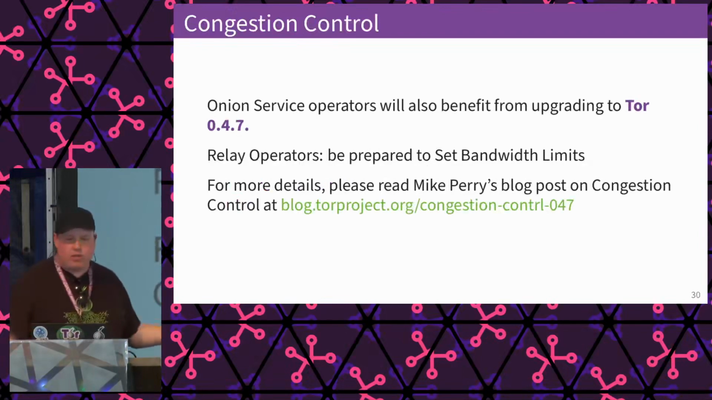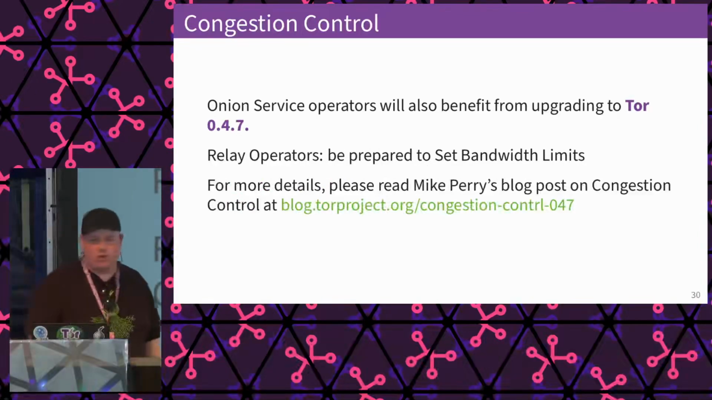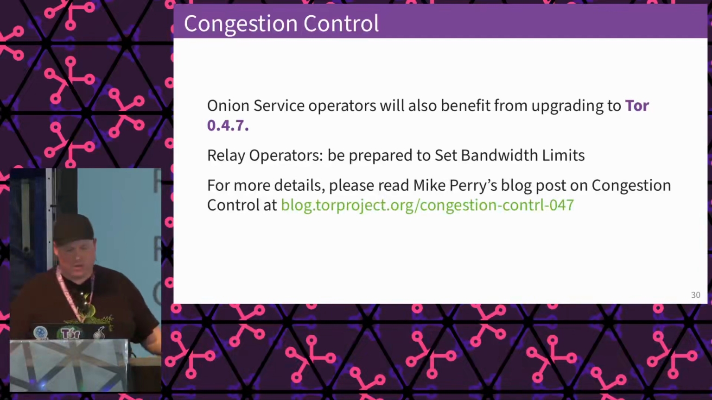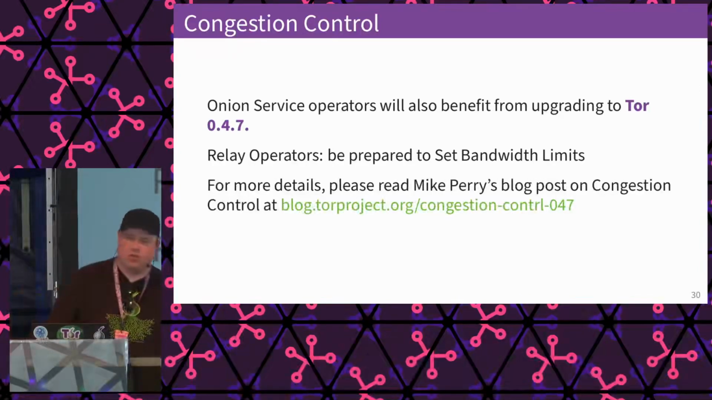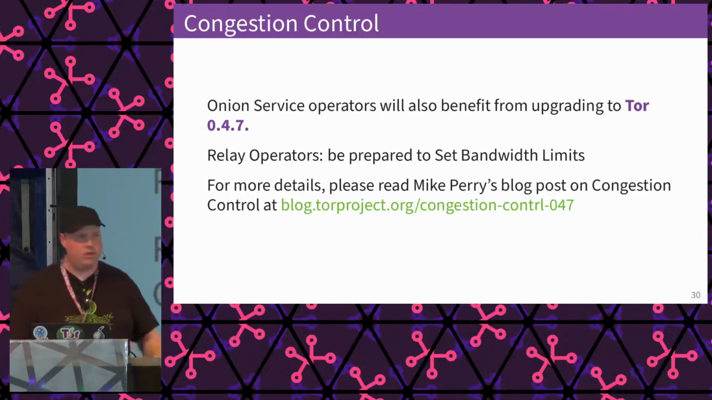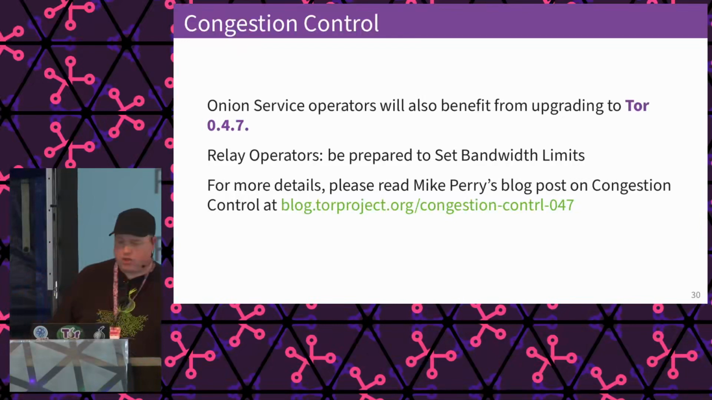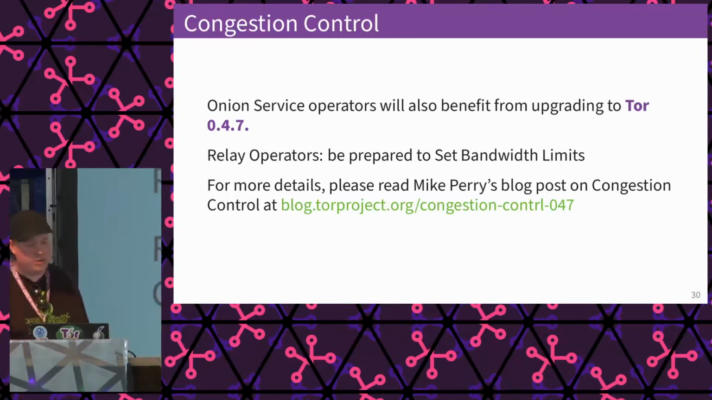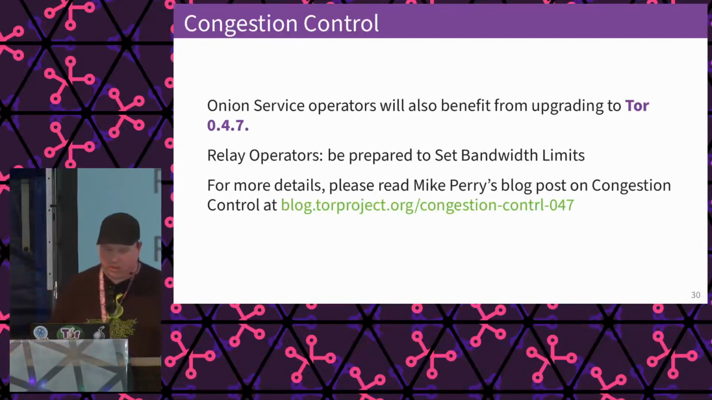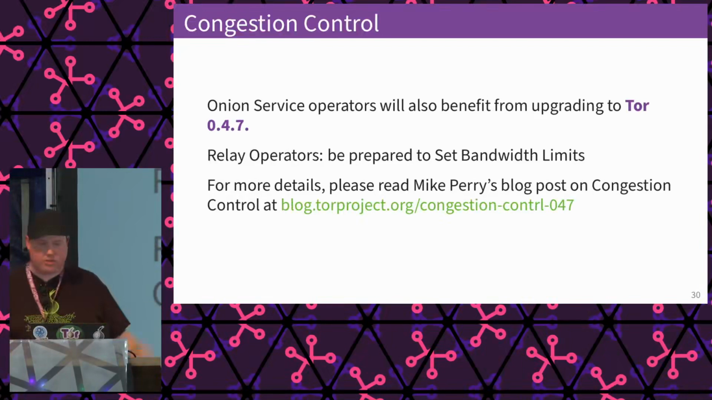So to wrap things up a bit, if you're an Onion service operator, you will also benefit from the congestion control changes. Relay operators who are running big relays should probably prepare to set limits on how much bandwidth you want to use, because as the network upgrades slowly, we will see the hoses hopefully get filled more. If you want to read more about the congestion control stuff, you should read Mike Perry's summary blog, which is on this link. I will also upload the slides somewhere where you can just click on it if you can't remember it, but it's one of our recent blog posts.